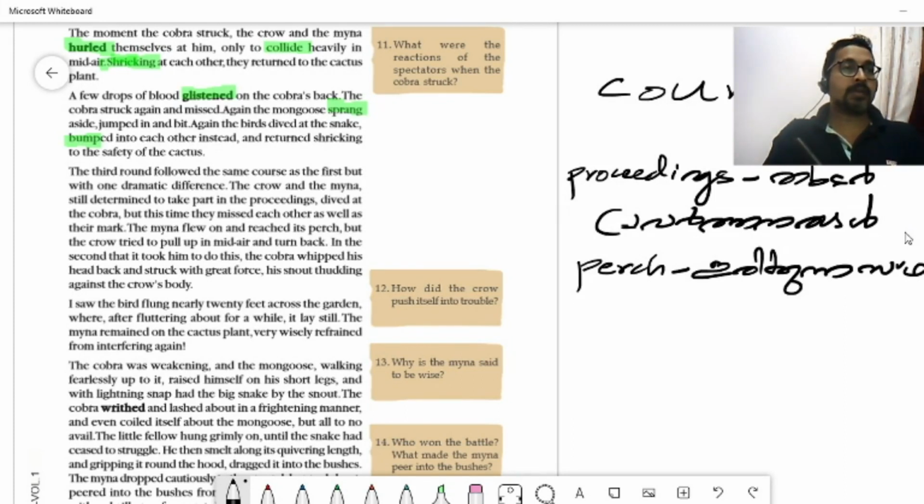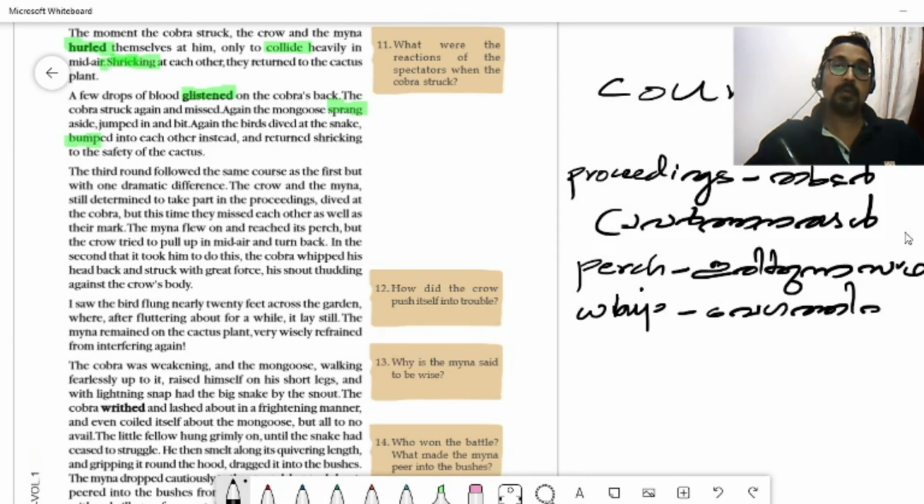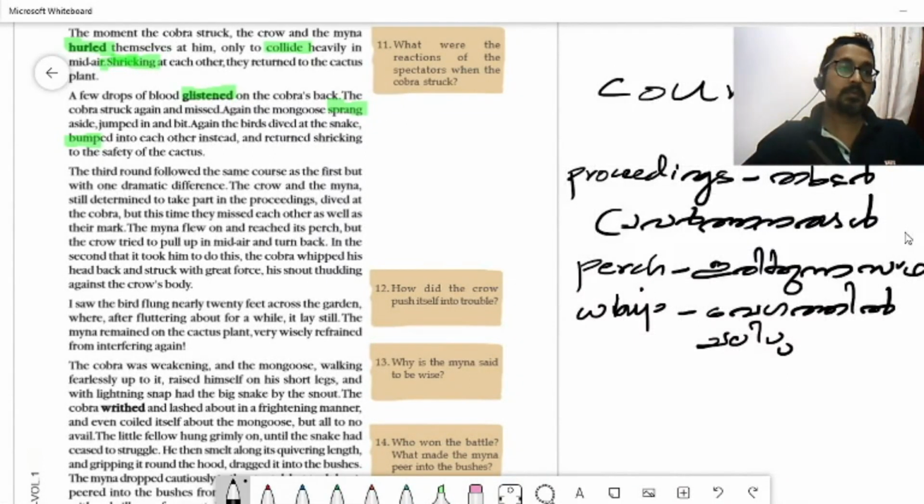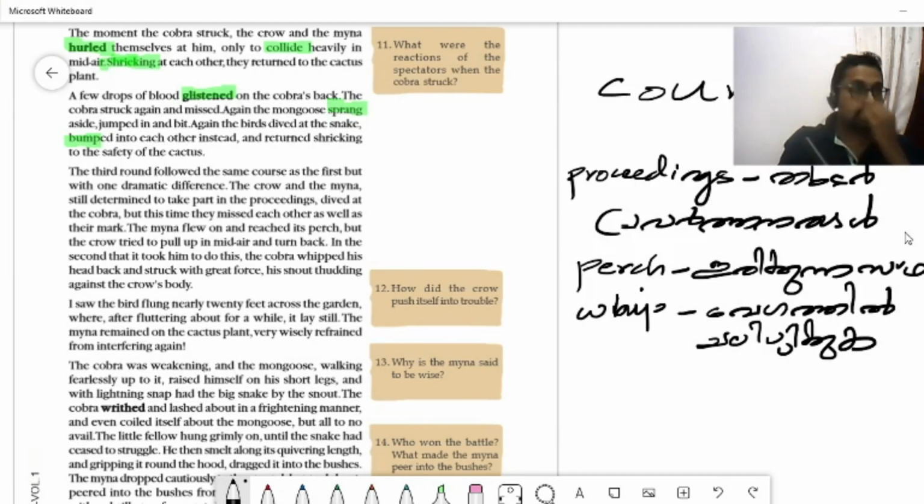And what happened? Cobra whipped his head back. Whip. The cobra whipped, to move quickly.